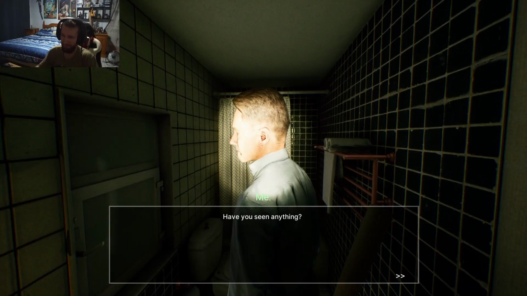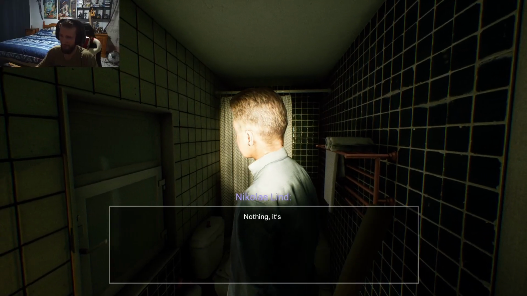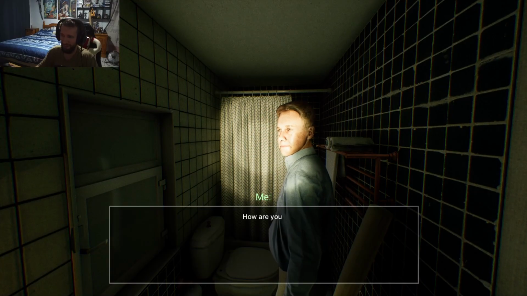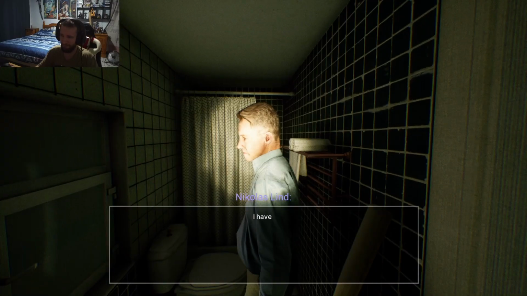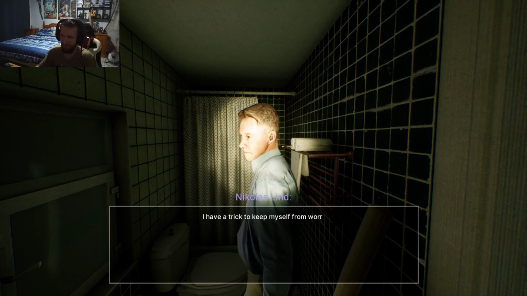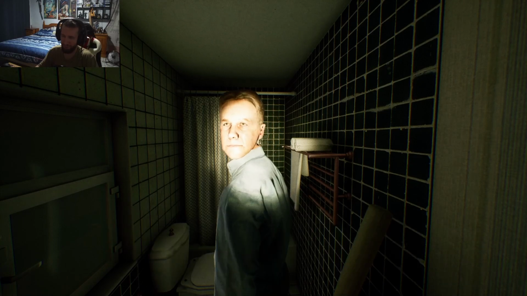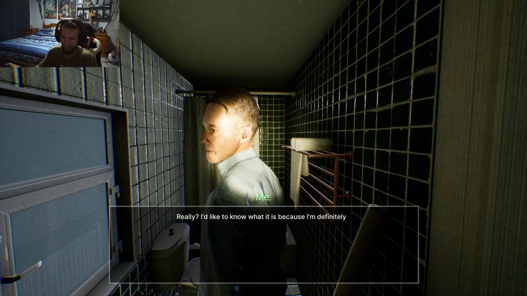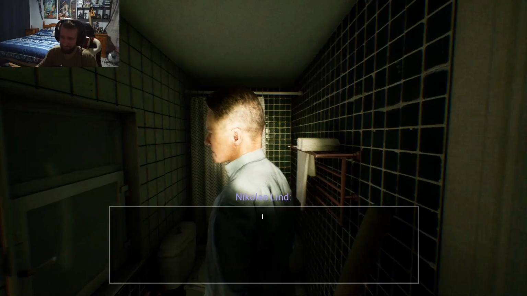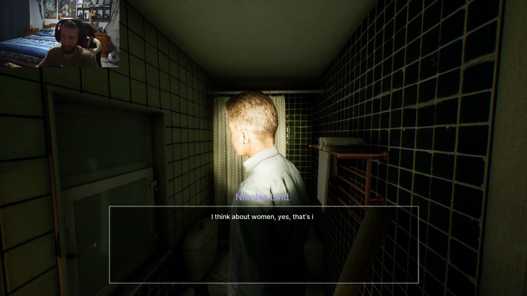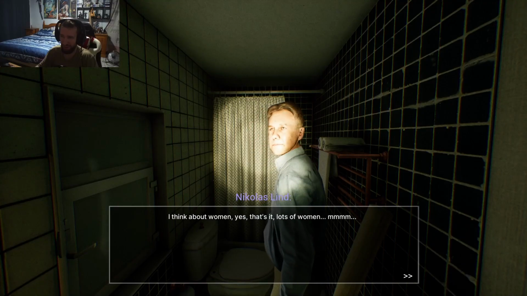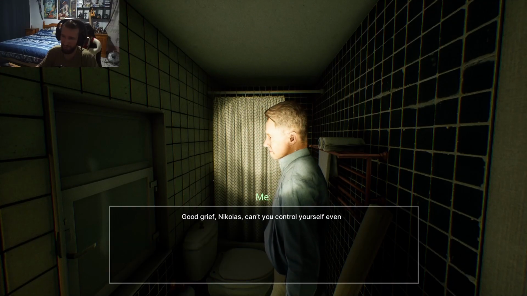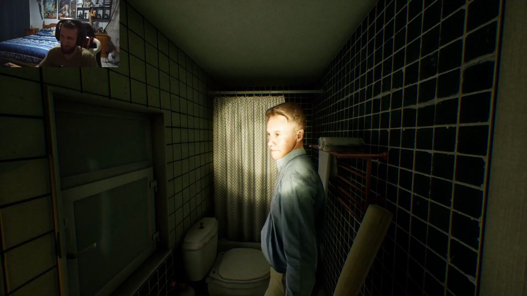This guy, have you seen anything? Nothing. It's too dark and the rain doesn't help. How are you holding up? I have a trick to keep myself from worrying. It calms me down. Really? I'd like to know what that is because I'm definitely feeling nervous. I think about women. Yes, that's it. A lot of women. Oh, he's a hound dog, isn't he? Good grief, Nicholas. Can't you control yourself even at a time like this?